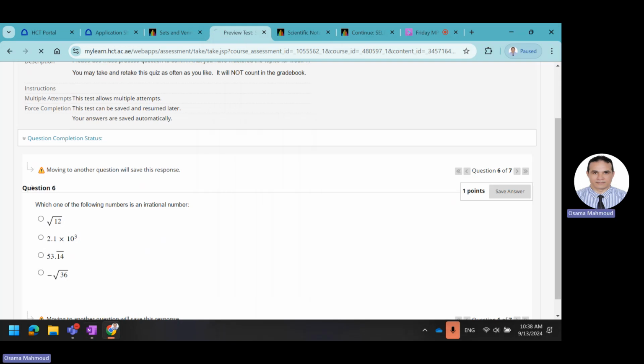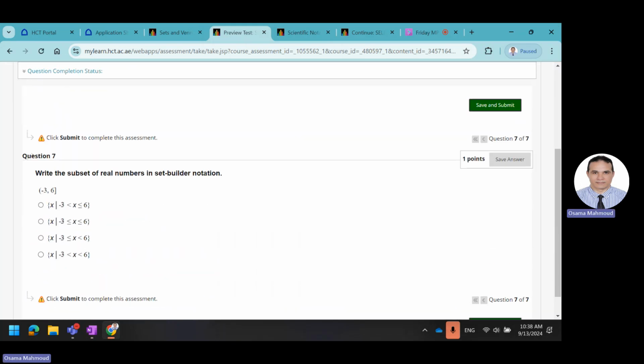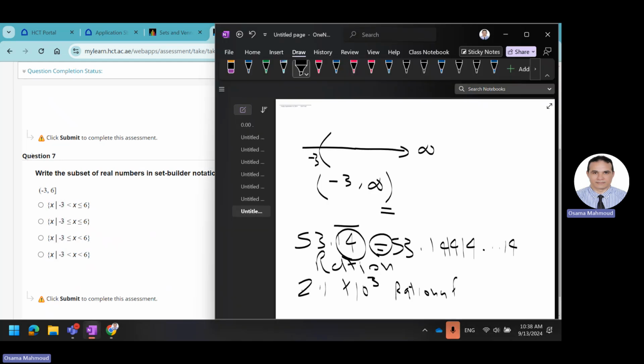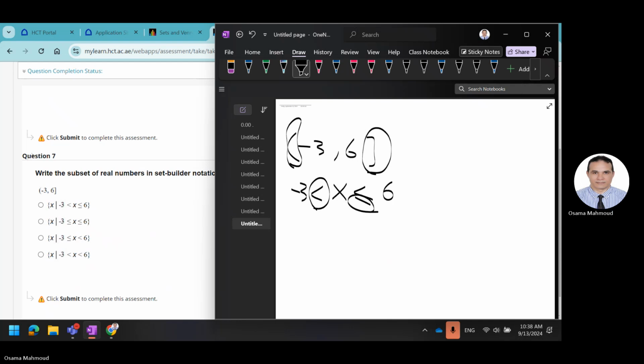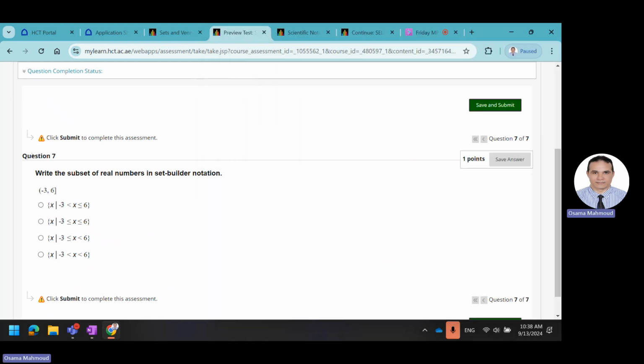Now, I will solve the last one and let you go. Here, when you have interval notation like this one, minus 3 is not included, but 6 is included. So x will be bigger than minus 3 without equal, but here x is less than or equal to 6, because I use the square bracket when I have equal. I use the normal parentheses when I don't have equal, right? That's it. Okay, let's go.